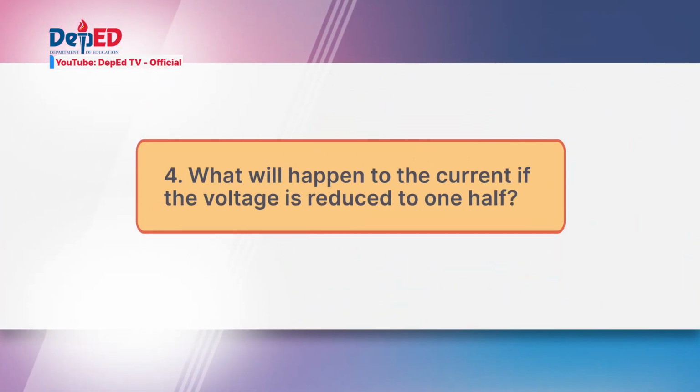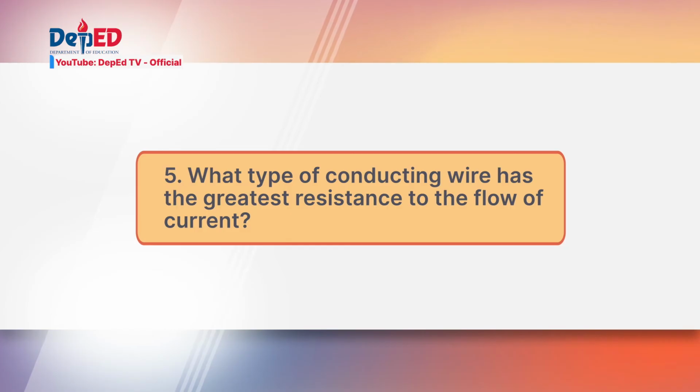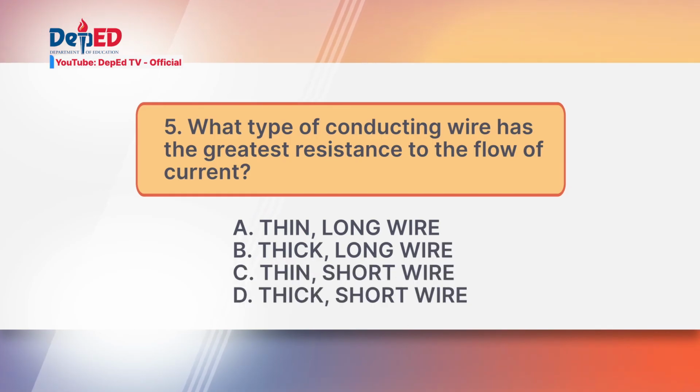What will happen to the current if the voltage is reduced to 1/2? A, tripled, B, doubled, C, decreased by 1/2, or D, decreased by 1/4? The correct answer is C, decreased by 1/2. What type of conducting wire has the greatest resistance to the flow of current? A, thin long wire, B, thick long wire, C, thin short wire, or D, thick short wire? The correct answer is A, thin long wire.